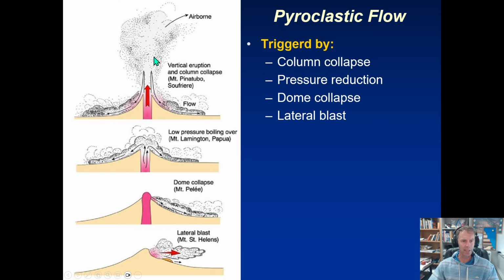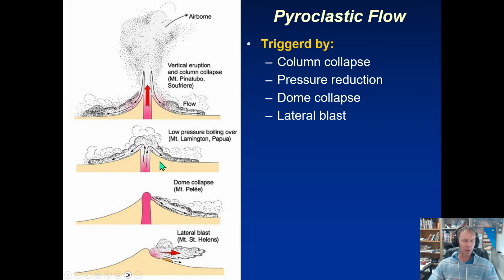But as it descends and goes in the opposite direction, it actually heats up, goes down these concave sides, the flanks of these stratovolcanoes, and then can move out across the landscape several miles or kilometers. So this would be a column collapse that triggers a pyroclastic flow.